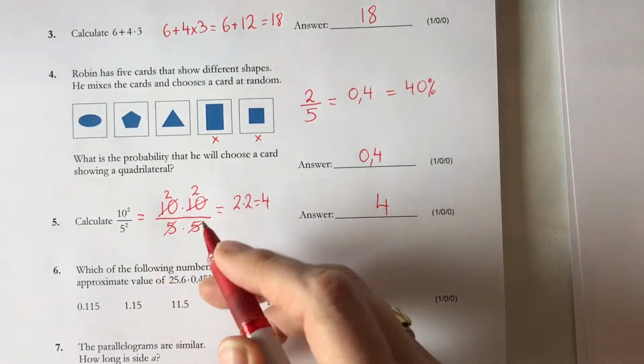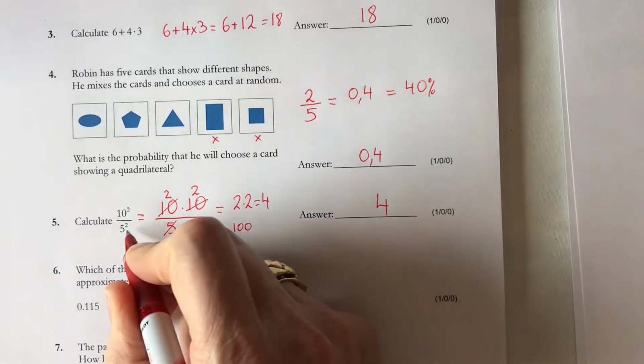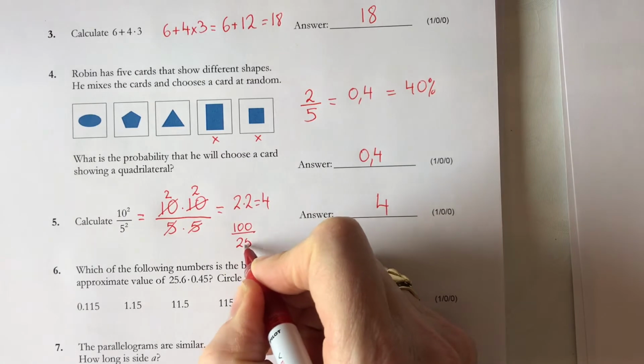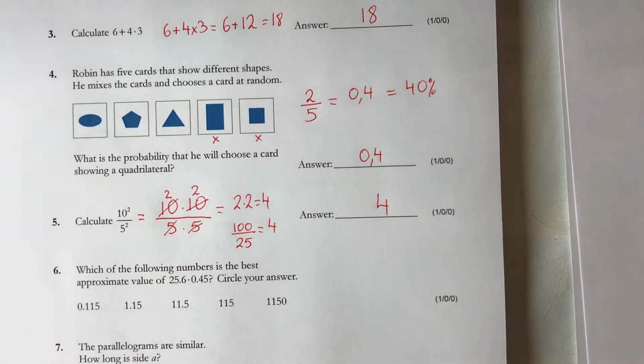Another way, of course, is to expand that out. 10 squared is 100, and 5 squared is 25. So we could also do 100 divided by 25, which is also 4, whichever method you prefer.